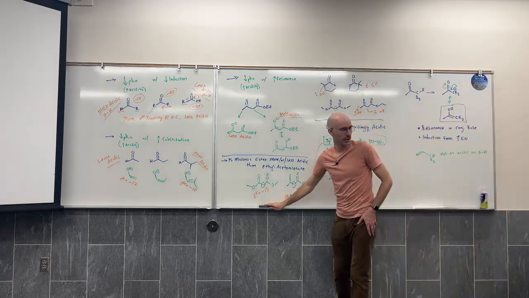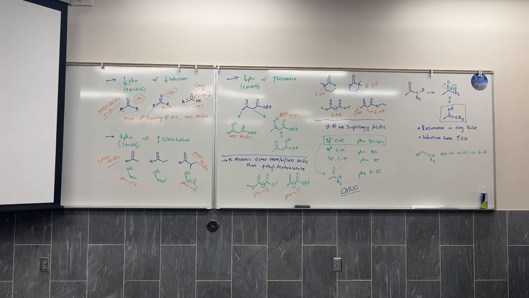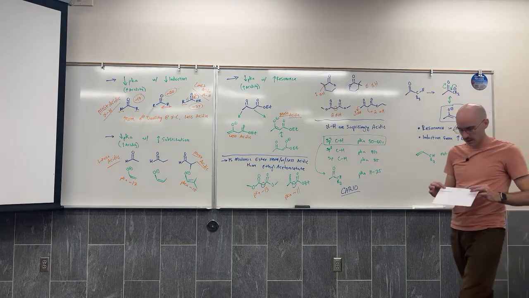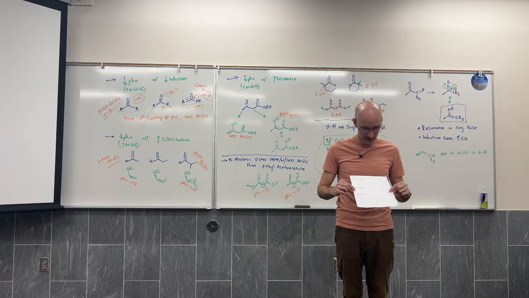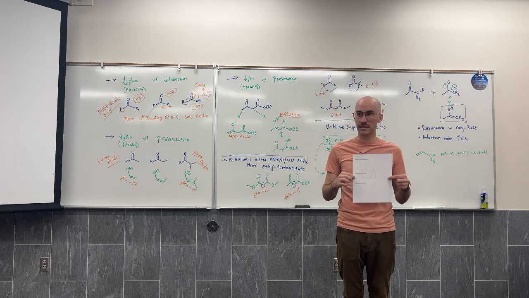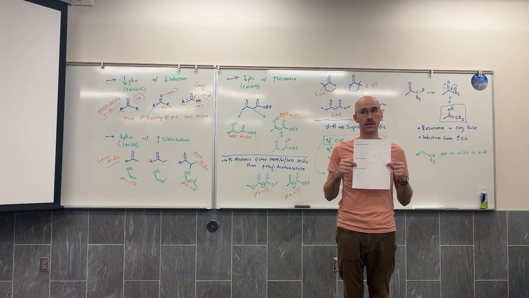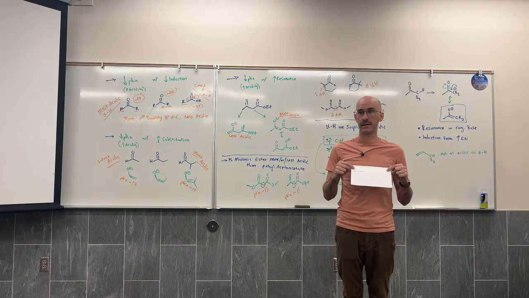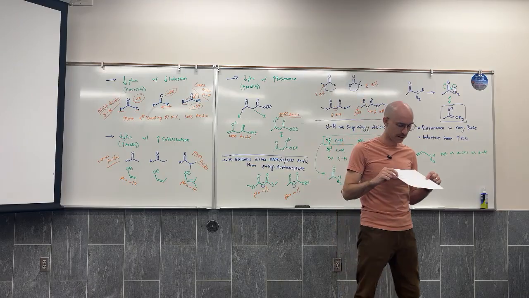Okay, why don't you guys take up to 5 minutes and rank the pKa's. Find the most acidic alpha hydrogen and label that as 1, and find the least acidic alpha hydrogen and label that as 5.